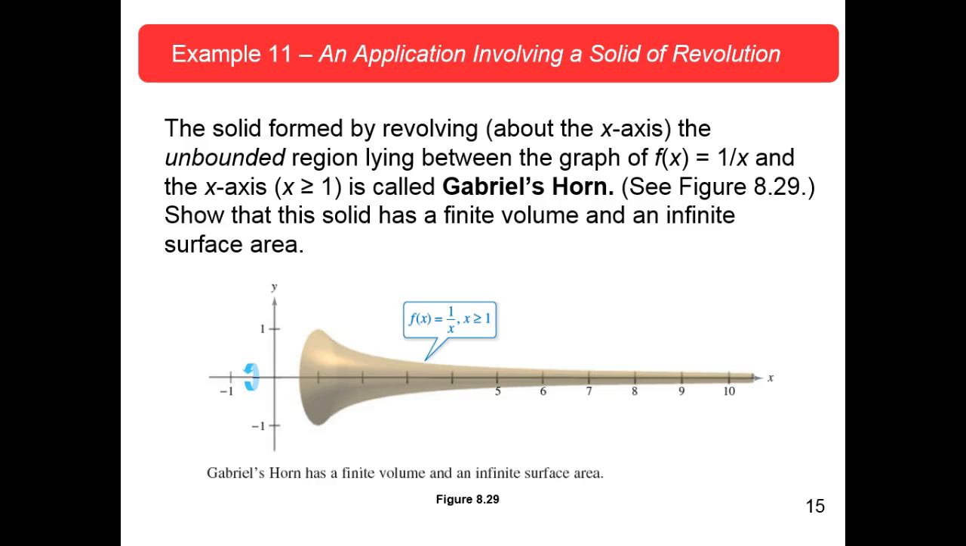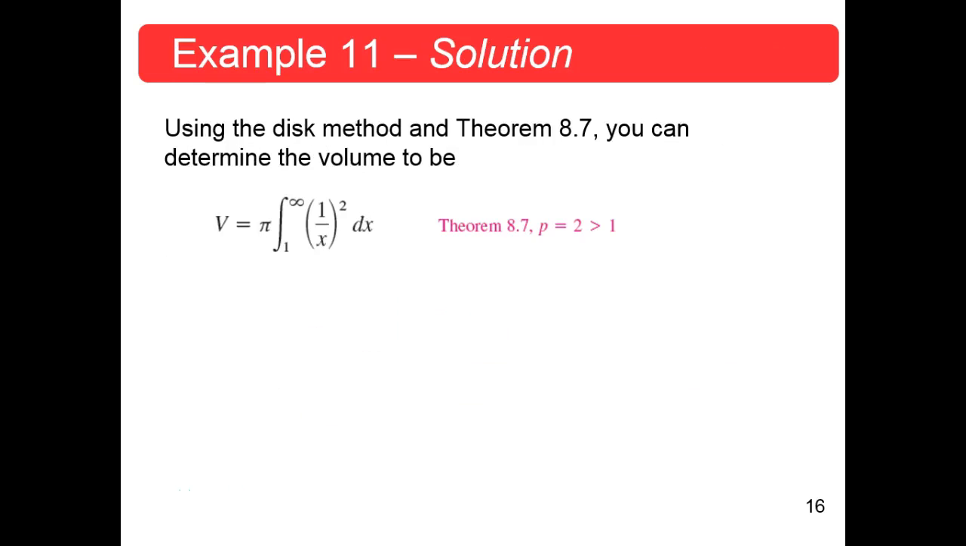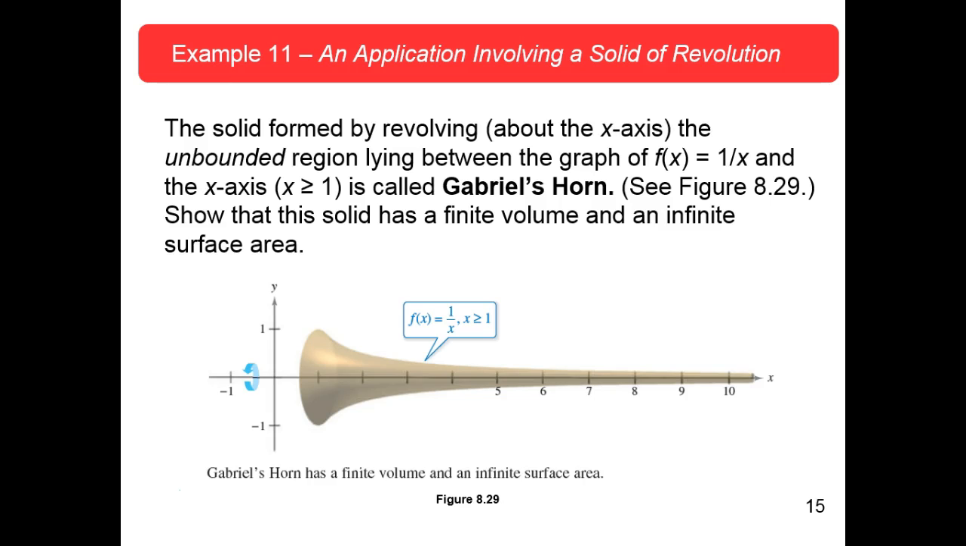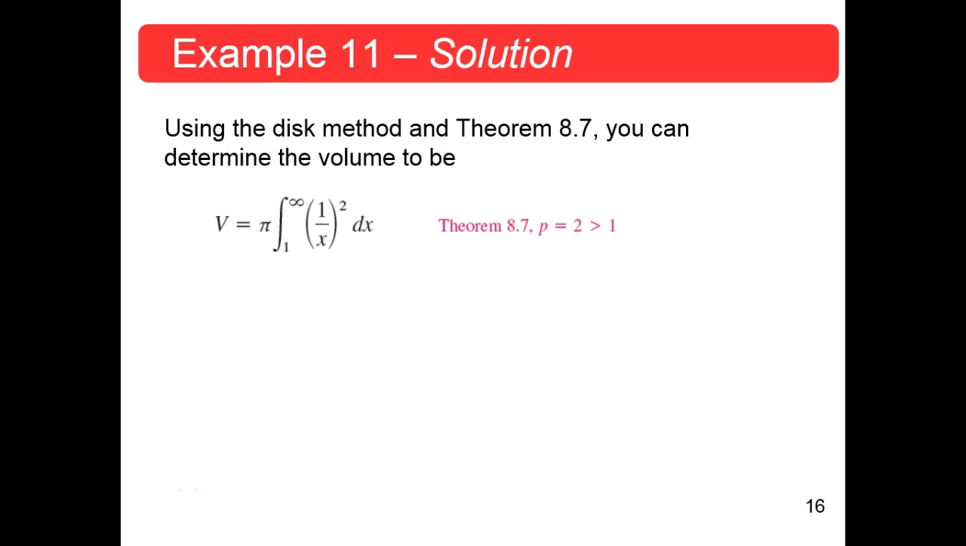Well, infinite surface area because 1 over x didn't fit the bill in the last thing, so if that was infinite, when you revolve that around, that certainly will. The volume part is the interesting part. I'll just walk you through that. Using the disk method and theorem 8.7, you can determine the volume. The disk would be pi r squared, and this is going from 1 to infinity. You're starting at x equals 1. They never quite said that.